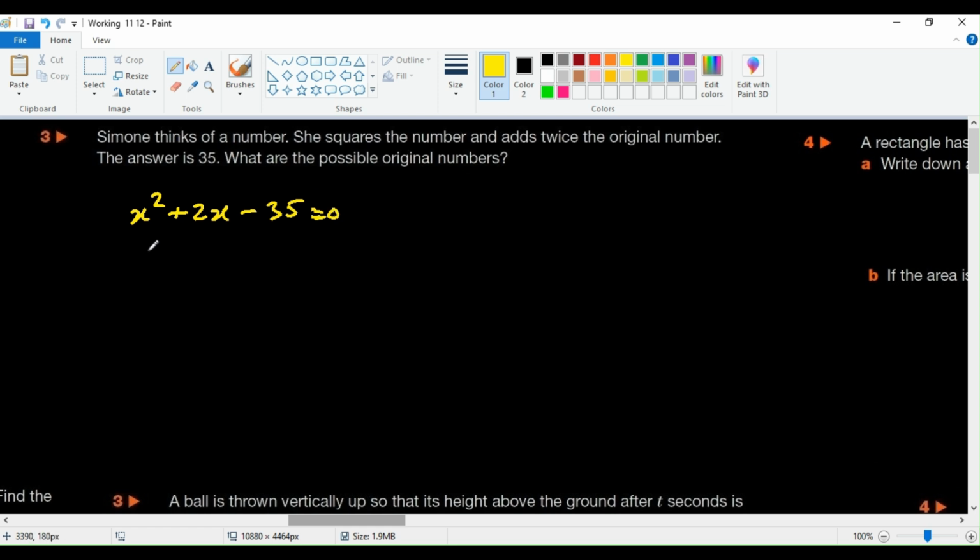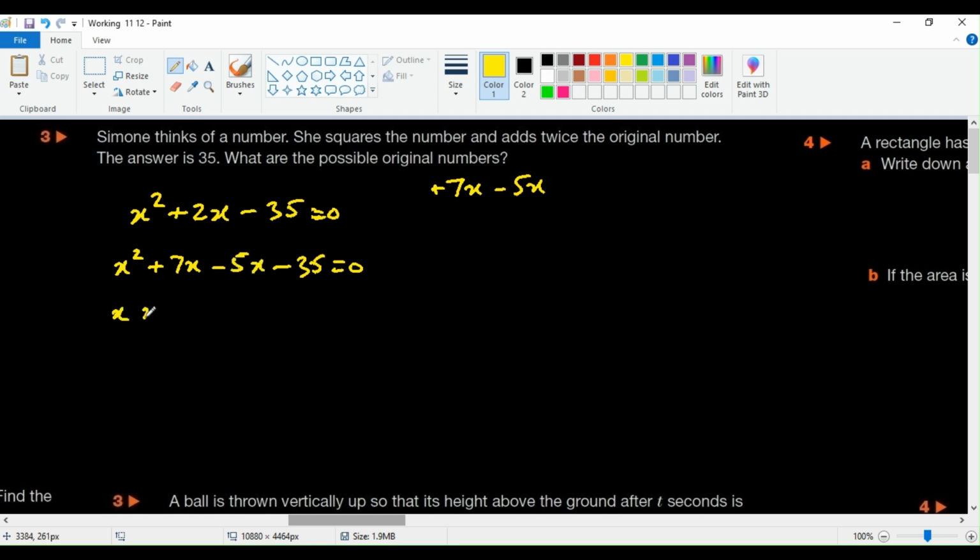Now we need to have two numbers. 7 and 5 are the two numbers. When plus 7x and minus 5x are added together, it gives us a plus 2x. So these two are the numbers. We write x squared and minus 35 this way, as we have done in the previous exercises, and plus 7x minus 5x is going to give us a plus 2x.